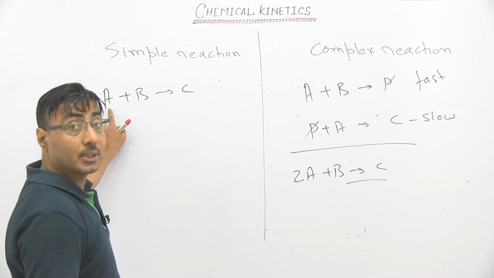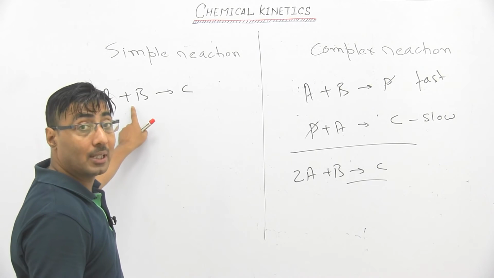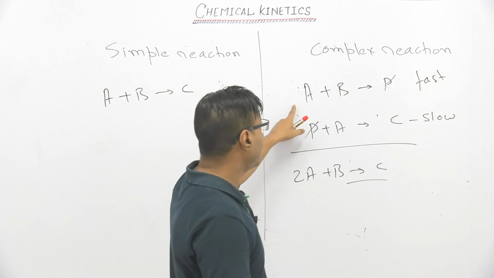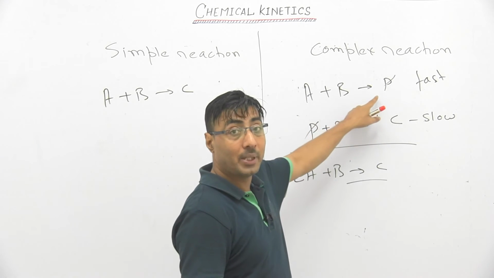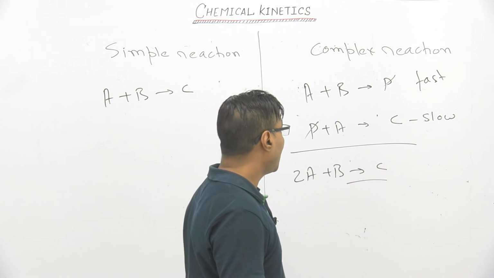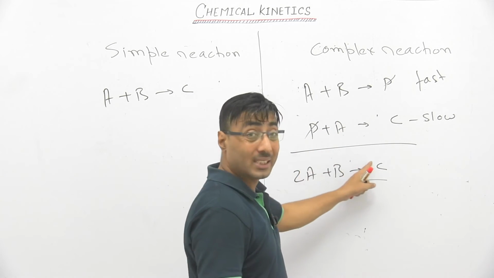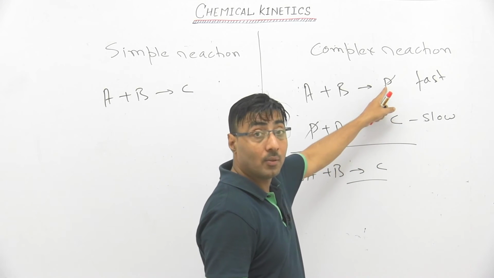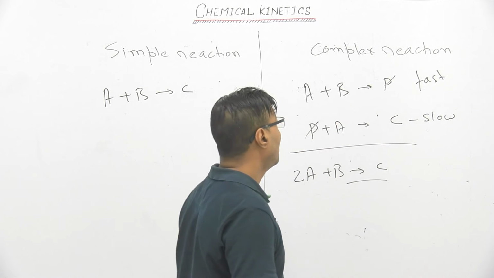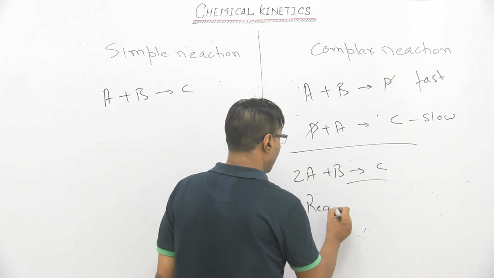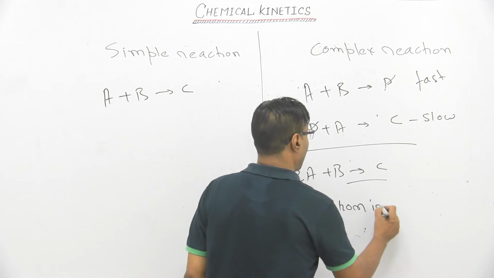This reaction is a one-step reaction. A plus B combines and it gives C, whereas this one is a two-step reaction. A and B give P, P combines with A, it gives C. So finally when we come to C, one more product is there, P, which appears in between, and P is known as reaction intermediate.